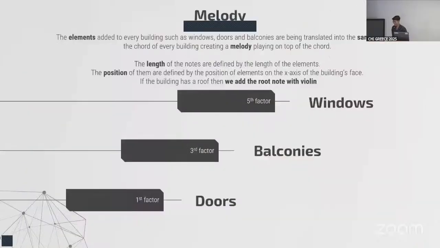Okay, so now let's move on to the melody. We use melody to translate the facade elements: the doors, the balconies, the windows. The elements are being translated into the same notes of the chord of every building, creating a melody playing on top of a chord. Let me show you an example of this.